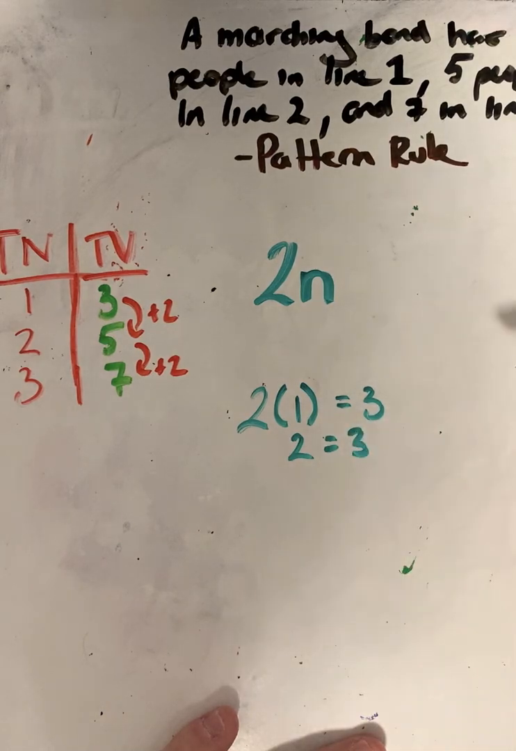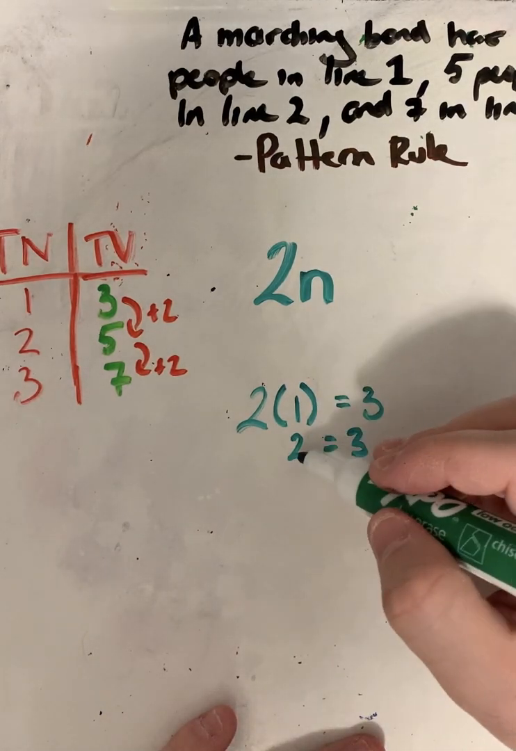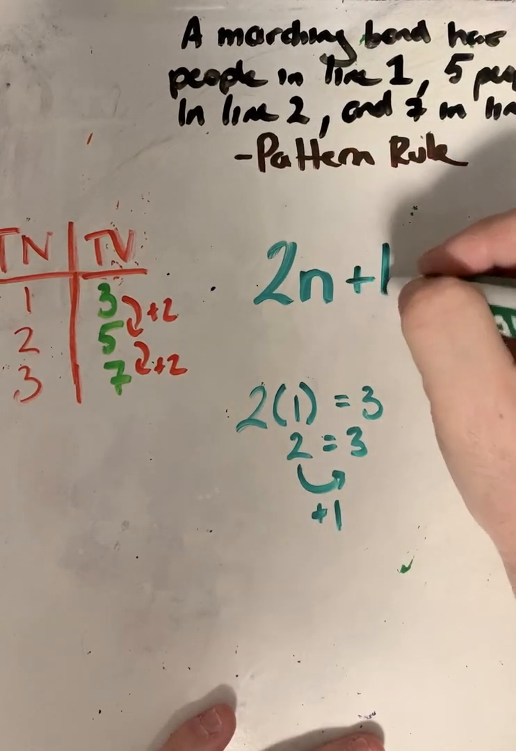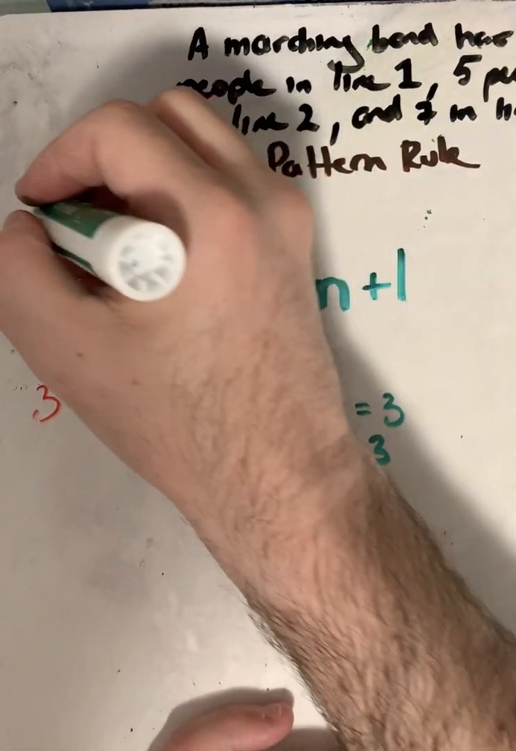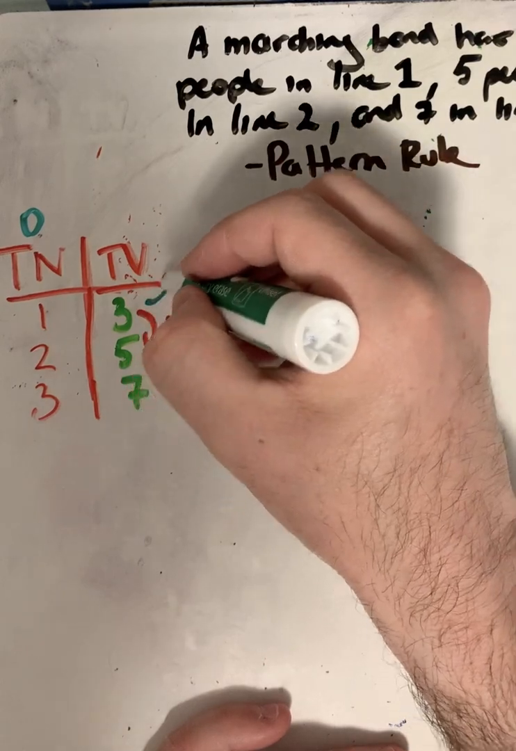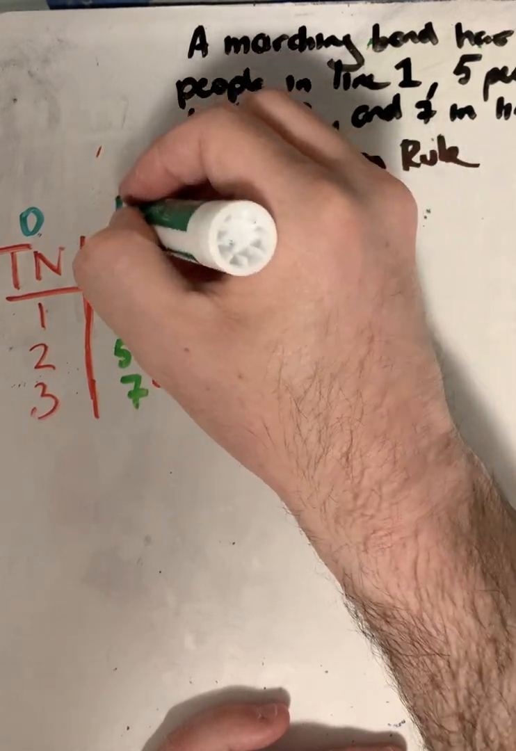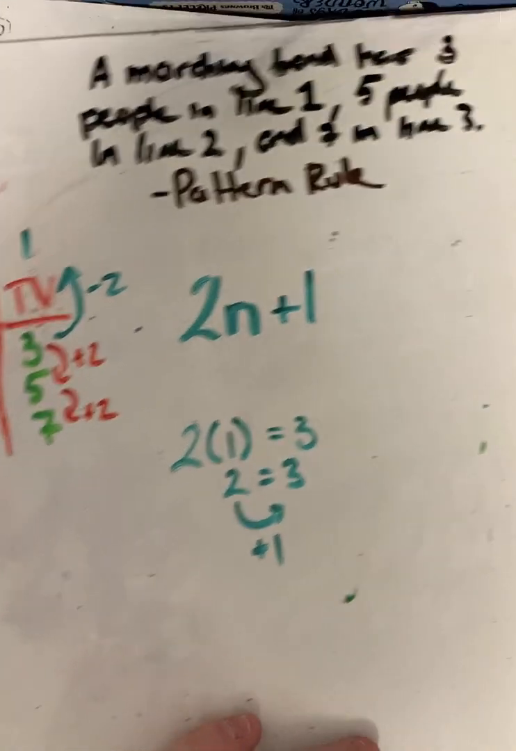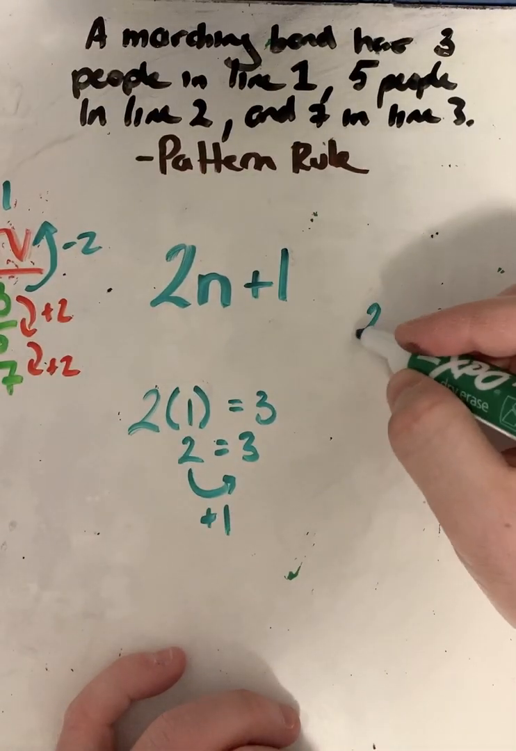2 equals 3. How am I going to get from 2 to 3? I'm going to have to add 1. So I'm going to add 1 to my pattern rule. If I wanted to do term 0, I would subtract 2, and I would get 1. Well, look at that. Same thing, positive 1.